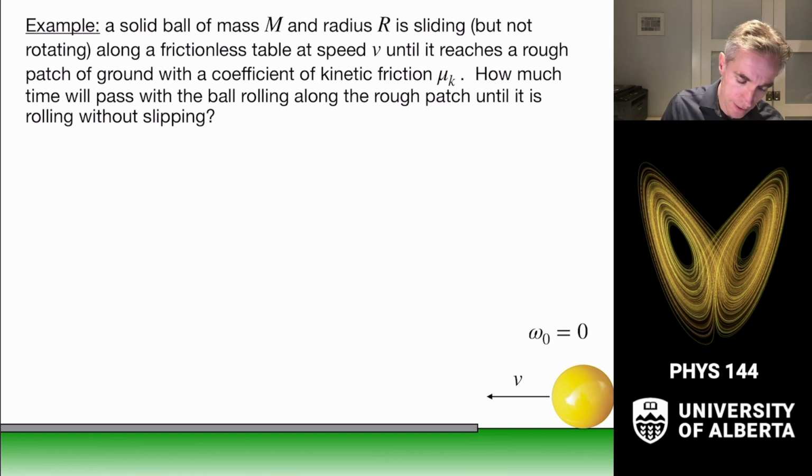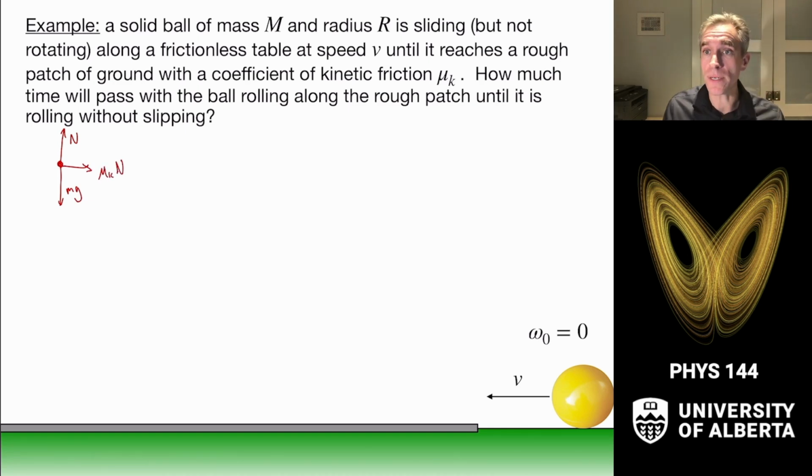We start out by considering a free body diagram for the ball. And there are going to be three forces on it. There's a normal force pushing up, a weight pushing down, and a kinetic friction force that is going to be mu k times n. And this is exact. We know that it's mu k times n because it's kinetic friction. It's not static friction, which varies until it starts slipping.